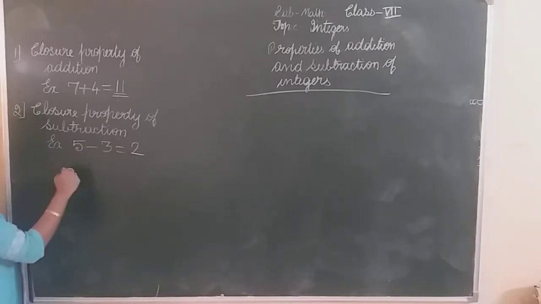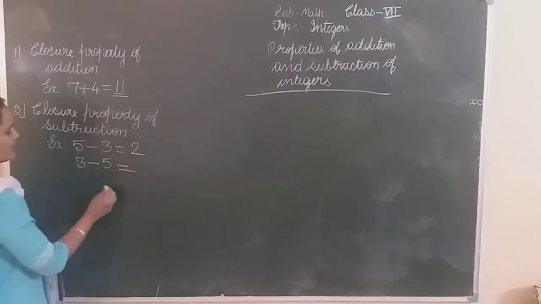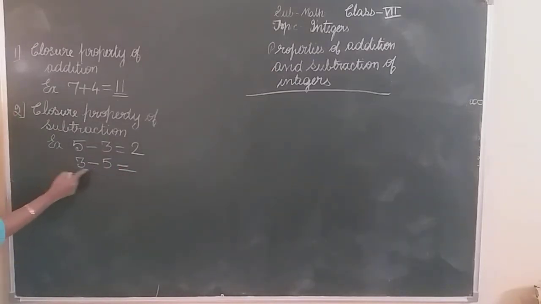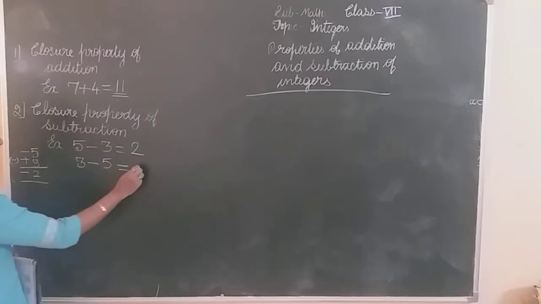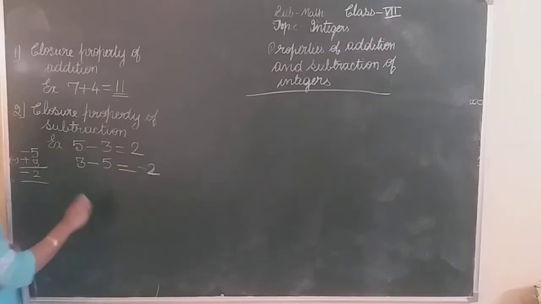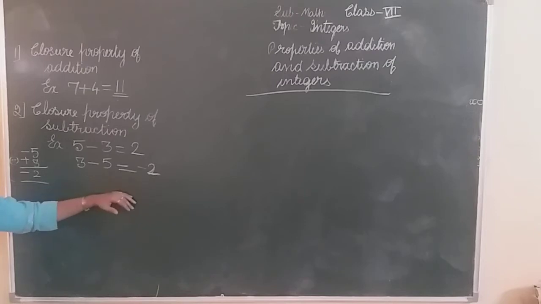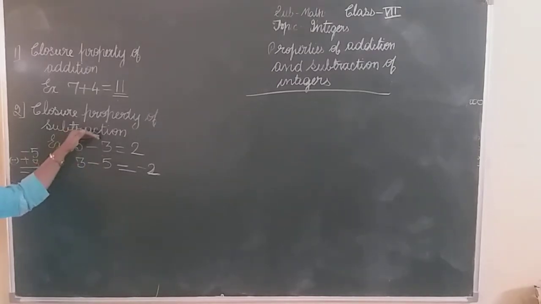If I do it the other way, 3 minus 5 is equal to, I showed you how to do the sum. If you have it the opposite way, write it vertically, minus 5 plus 3. 5 is having minus, bring the minus down, minus into plus is minus, 5 minus 3 is 2. So the answer is minus 2. Minus 2 is also an integer. So when I subtract any 2 numbers, you get the answer as an integer. This is the closure property of subtraction.